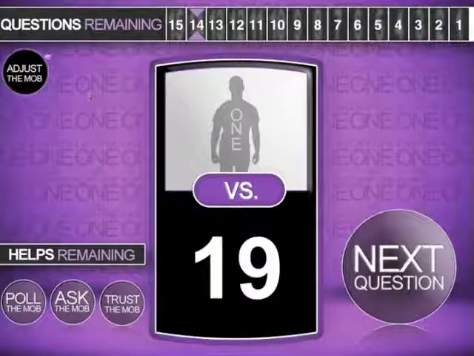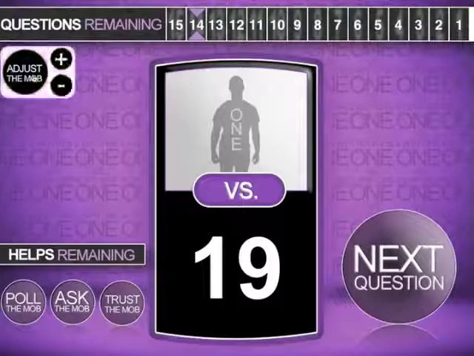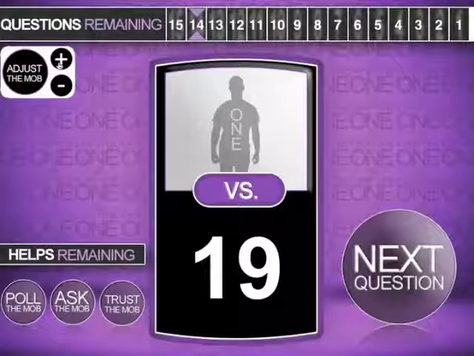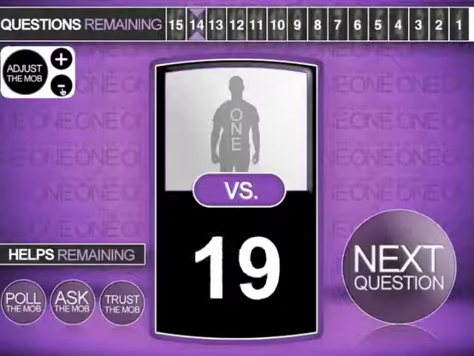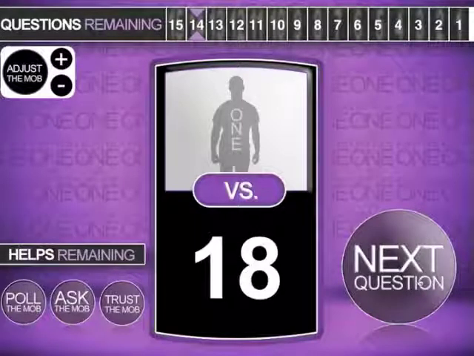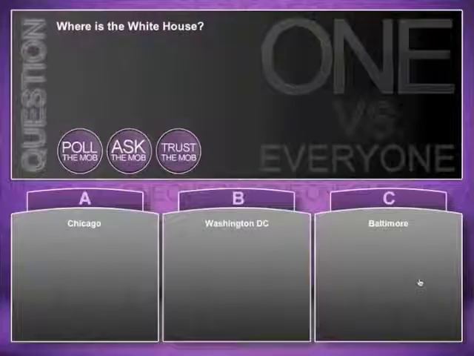Another interesting feature is you can actually adjust the number in the mob. So if another student walks in the classroom, or maybe a few people in the audience are talking, you can actually take them in and out of the mob as need be. Let's go ahead and click the next question button and see our last question here. Where is the White House? And as you can see, the buttons down here are for the main contestant. So you're actually going to enter the main contestant's answer when clicking on this screen.